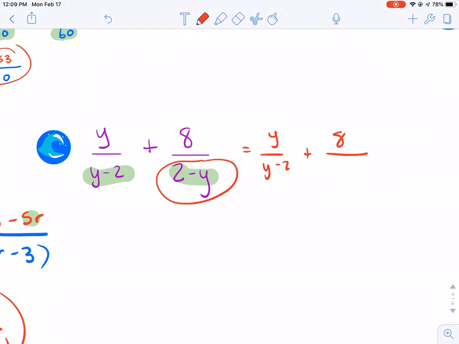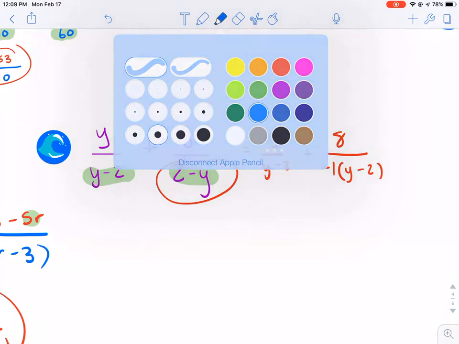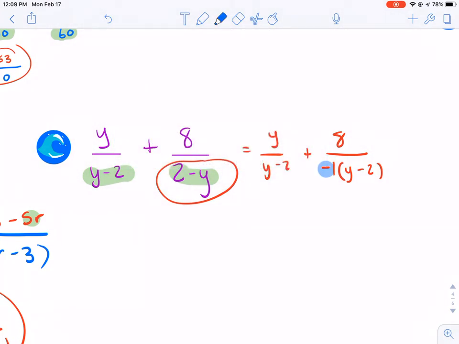So not finding the least common denominator yet. So I need to multiply this. I'm going to factor out a negative 1, and what's left inside? Well, a negative 1 times a positive y will give me a negative y, and a negative 1 times a negative 2 will give me a positive 2, okay? Now you can see that we're making progress, but it's not the same denominator yet. You can see that we still have this negative 1 here, okay?